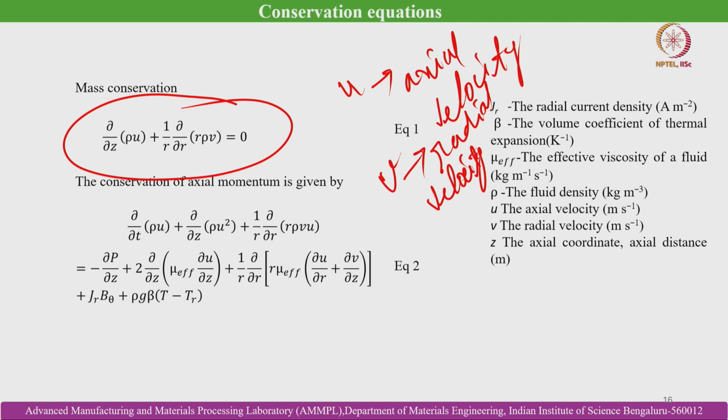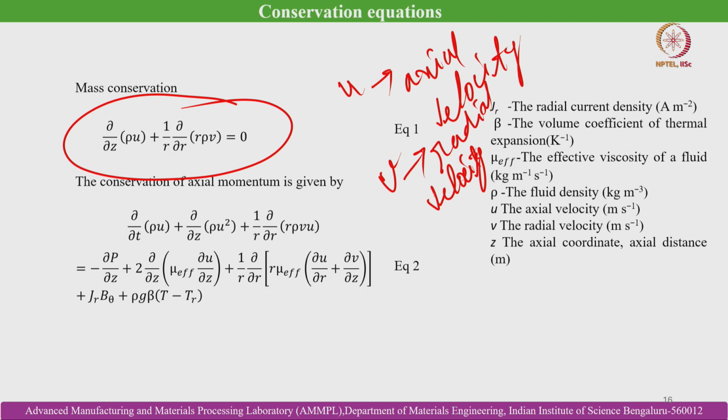So, the conservation of axial momentum can be written as del del t rho u plus del del z rho u square plus 1 by r del del r rho r u v. We are talking about the axial direction momentum equation, which is equal to minus del p del z plus 2 del del z mu effective del u del z plus 1 by r del del r r mu effective into del u del r plus del v del z plus j r b theta plus rho g beta T minus T r.